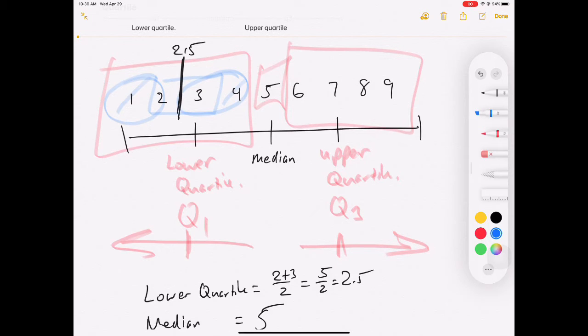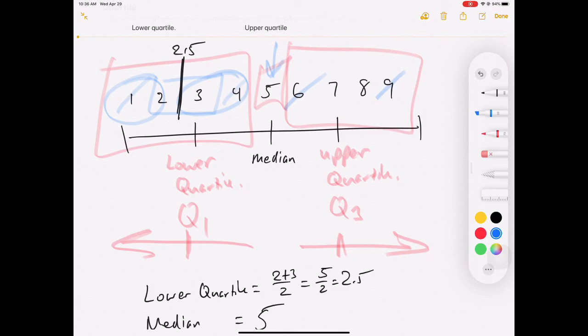On the right side, let's take a look at that. 6, 7, 8, 9. We do not count our median value. Could we have counted the median value? Sure, we could have. But by consensus of the textbooks and everyone who talks about statistics, we do not count the median. It's just a rule that we all agree on, so we all get the same answer.